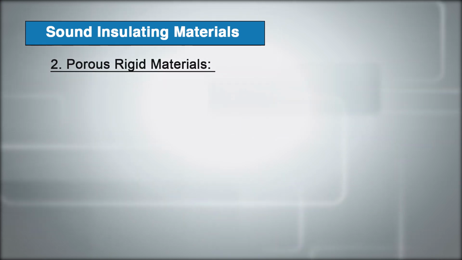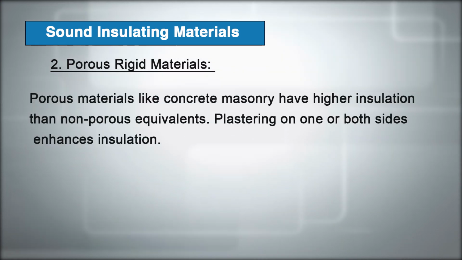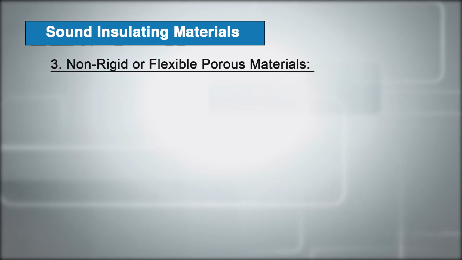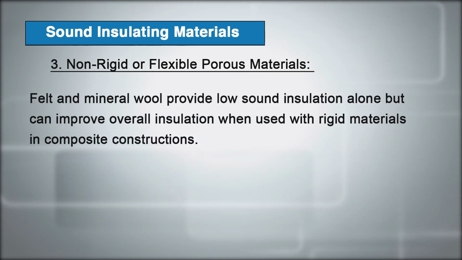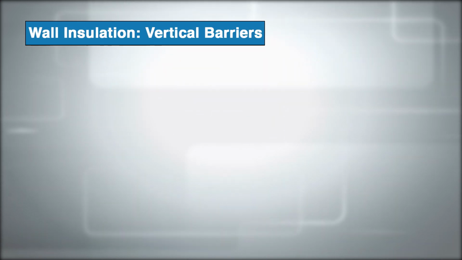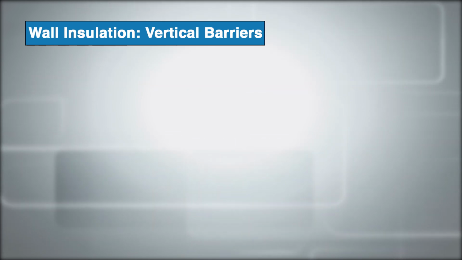Second one is porous rigid material. Porous rigid material like concrete masonry has higher insulation than non-porous equivalents. Plastering on one or both sides enhances insulation. Next is non-rigid or flexible porous material. Felt and mineral wool provide low sound insulation alone but can improve overall insulation when used with rigid material in composite construction. Now, we will take one by one the barriers which are used in home construction.